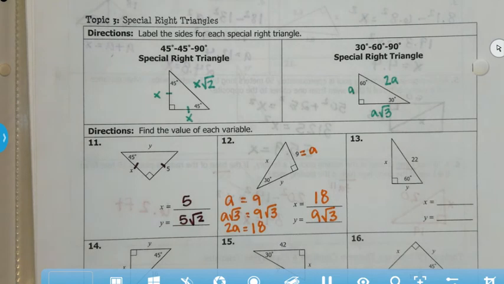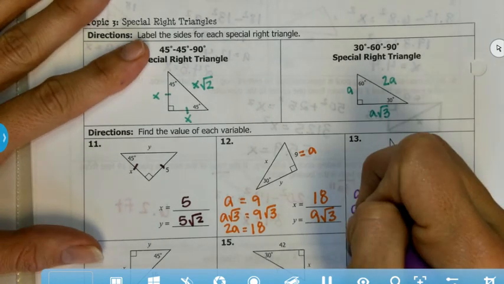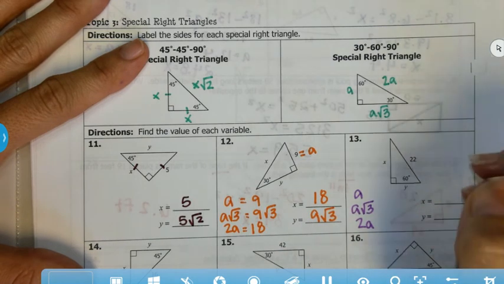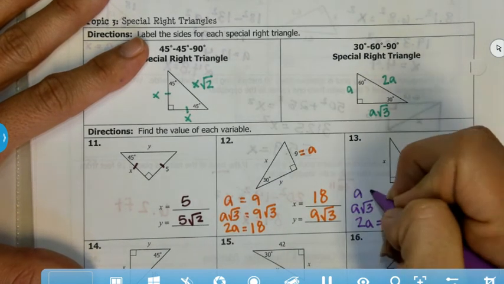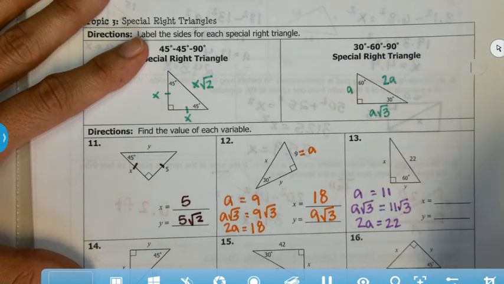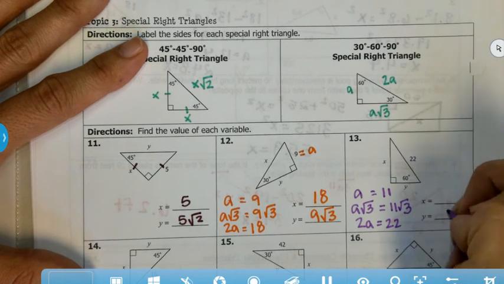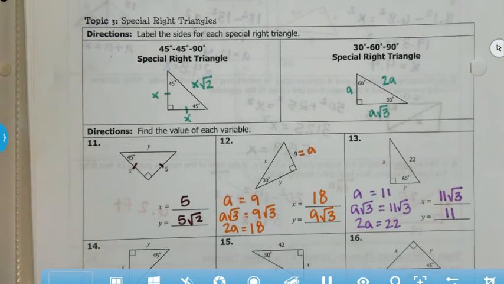All right, take a look at 13. Go ahead and figure out x and y now. Which answer choice below shows the correct values for x and y? So this is a 30-60-90. So we have an a, a square root 3, and 2a. So our 2a is 22. That's our hypotenuse, which means a has to be 11, and our long side is 11 square root 3. So y is our short side, so it's 11. X is our long side, so it is 11 square root 3.